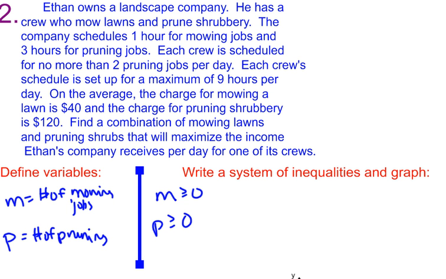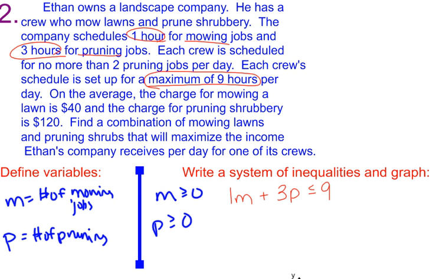So as I'm looking for my information, a good clue is to keep hours with hours. So if it's 1 hour for mowing and 3 hours for pruning, we keep hours with hours. The crew is set up for a maximum of 9 hours. See how that's kind of like our vet problem? So I would say 1 hour times the number of mowing jobs, plus 3 hours times the number of pruning jobs, is set up for a maximum of 9 hours, meaning they can't work more than 9 hours. They can equal 9, but they can't work more, so it's going to be less than or equal to 9.